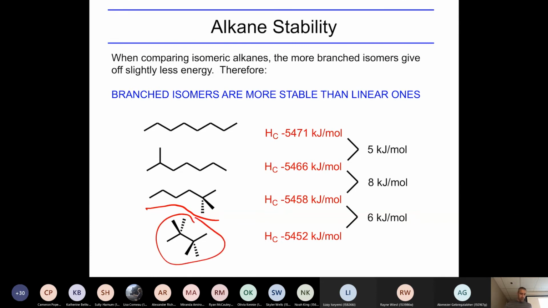And this is like the most ball-shaped you can make this octane. This is like a 4-carbon chain, 1, 2, 3, 4, with 4 branches, 1, 2, 3, 4. This is the most highly branched version you can get, and it is more stable again by another 6 kilojoules per mole versus the previous one. So this is an experimental observation. The more branched an alkane chain is, the more stable it is, the lower its heat of combustion.